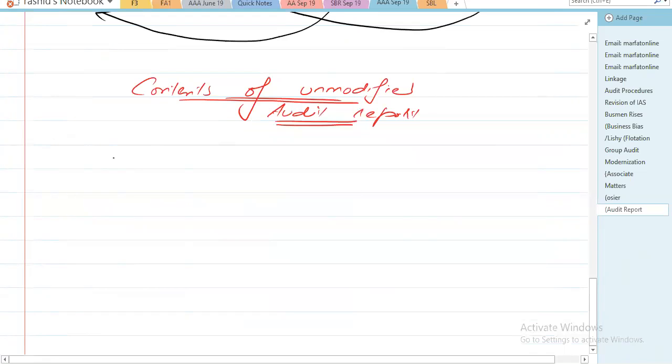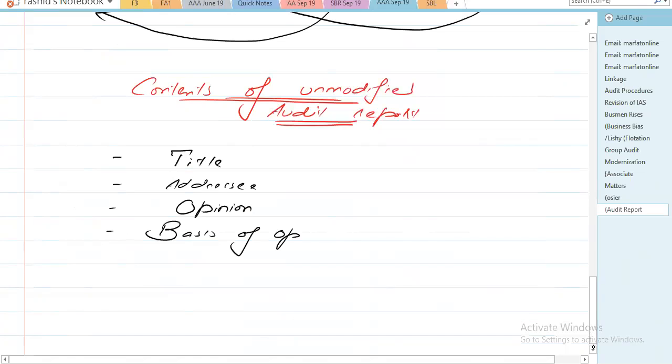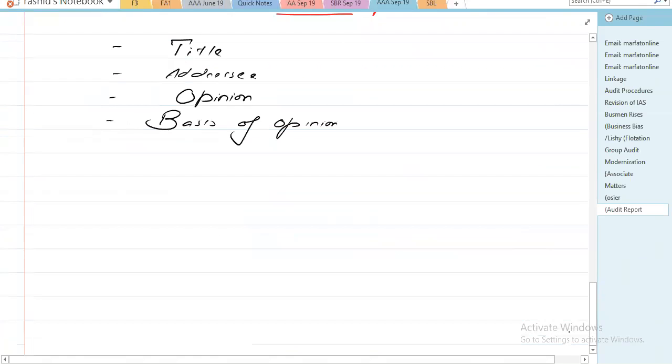When you talk about the unmodified audit report, there will be a title, and then addressee, and the main thing which starts from the third point is actually the opinion. And then there will be the basis of opinion. Title, addressee, opinion, and the basis of opinion.